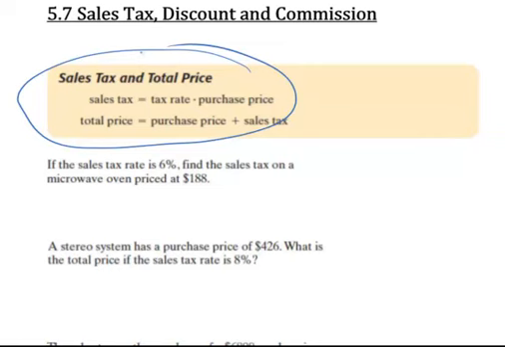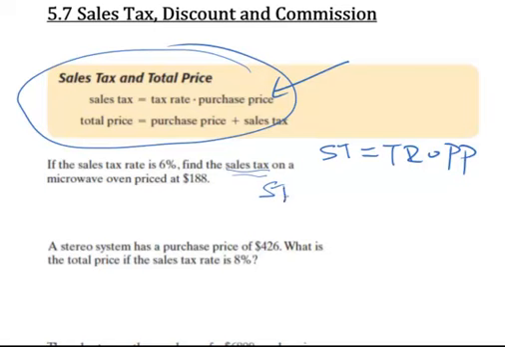So the first problem says if the sales tax rate is 6%, find the sales tax on a microwave oven priced at $188. I know we're trying to find the sales tax because that's what it's telling me here. So I'm going to use that first formula. Typically I write an abbreviated version of it. So I say sales tax equals tax rate times my purchase price.